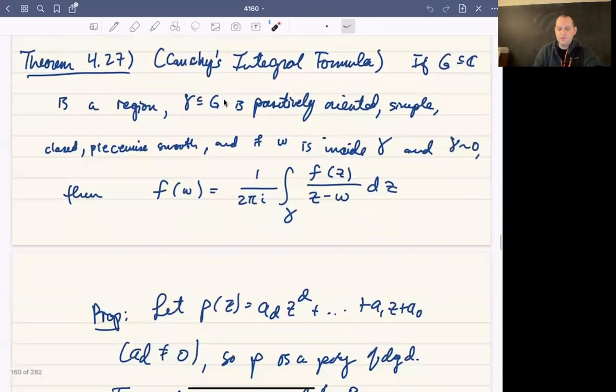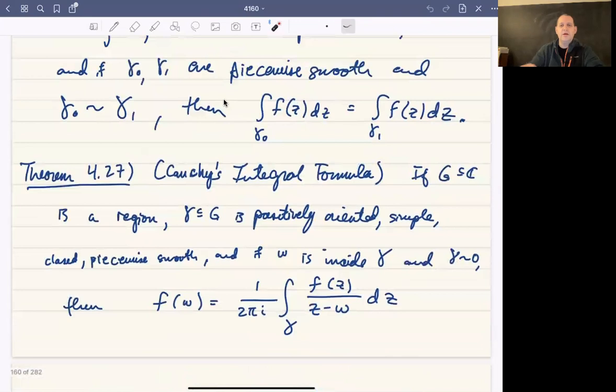And then finally, the most recent one that we've talked about is Cauchy's integral formula. Cauchy's integral formula says that if you have a region G, if gamma is positively oriented, simple, closed, and piecewise smooth, and if w is inside gamma, and if gamma is contractible, so if gamma is homotopically equivalent to a point in G, then you have the following formula. f of w is 1 over 2 pi i times the integral of f of z over z minus w dz, where you're integrating over gamma. So this is Cauchy's integral formula.